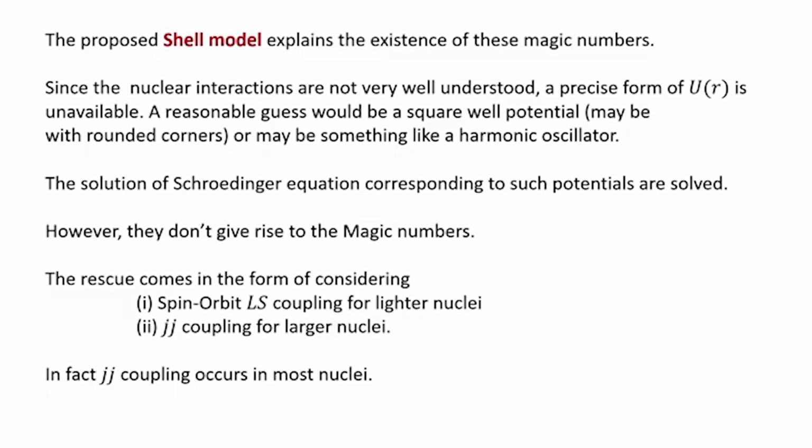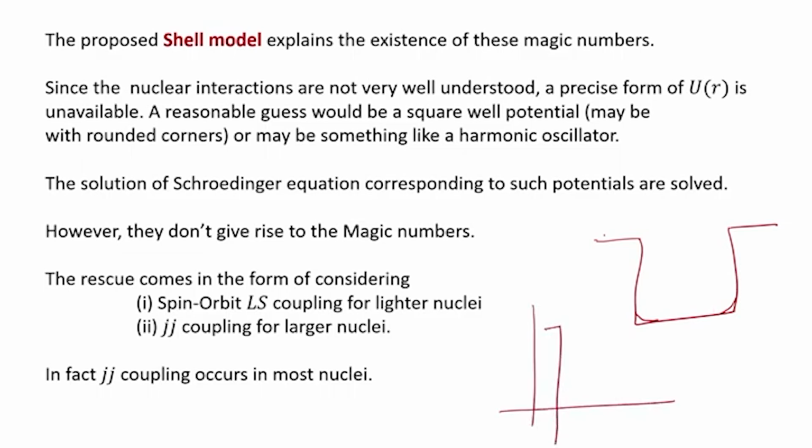We will not go too much into details because these nuclear interactions are not very well understood. So the precise form of U of r is unavailable. And if you think of the form of the potential, it is either something like this, or ones with slightly curved edges, or like this, and so on and so forth.